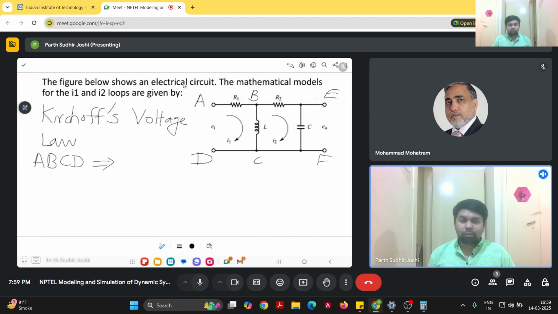So we'll sum up the potential difference across each component, the algebraic sum of those, and then equate it to zero. So first we have the voltage Ei that's being supplied between points A and D, and then as we move in the direction of the current, there will be a potential drop across the resistance, that is basically I1 R1.